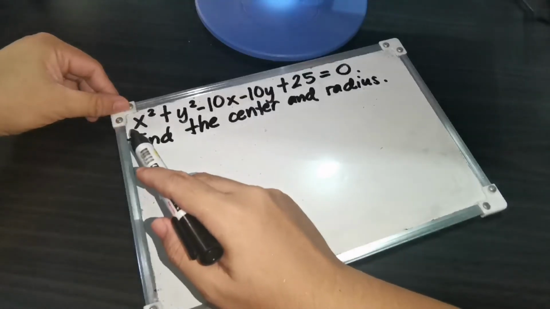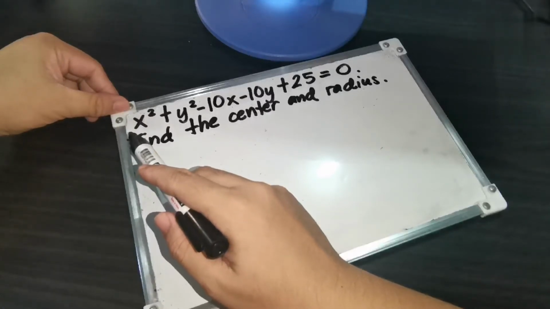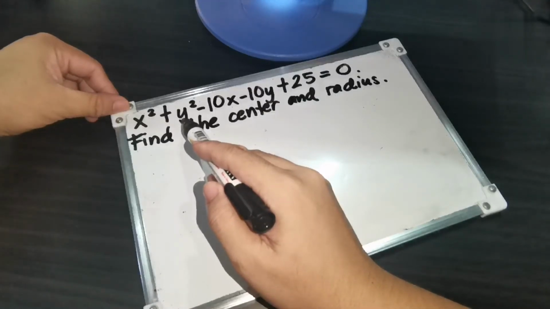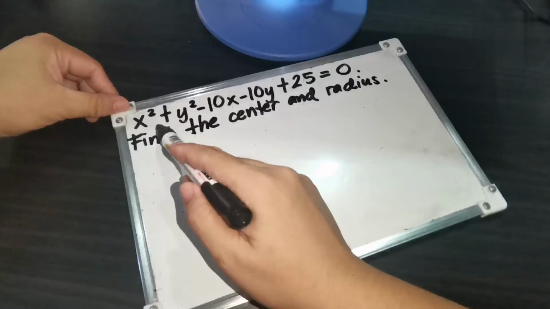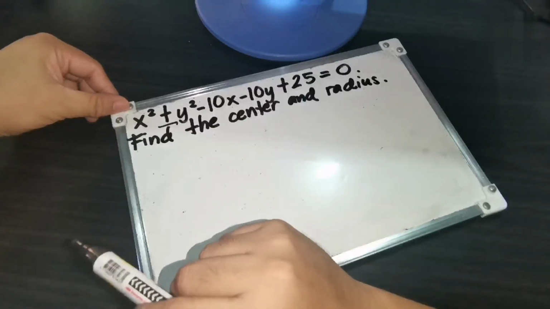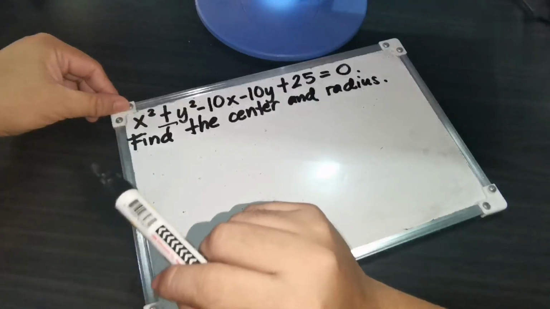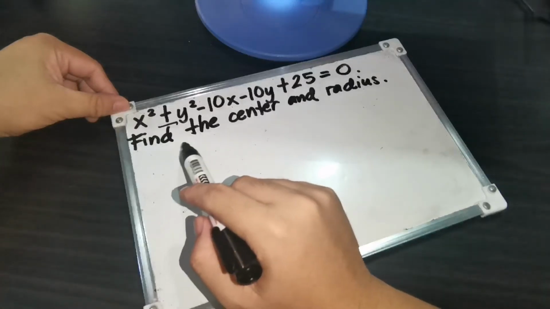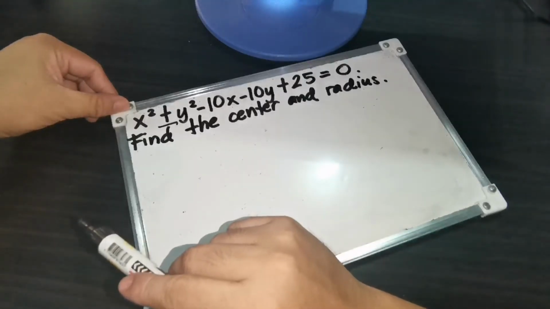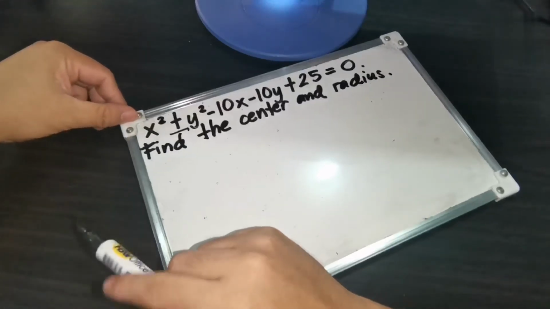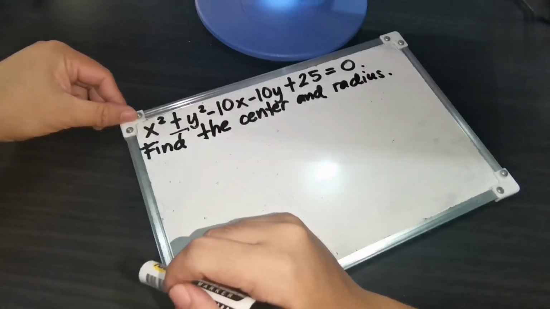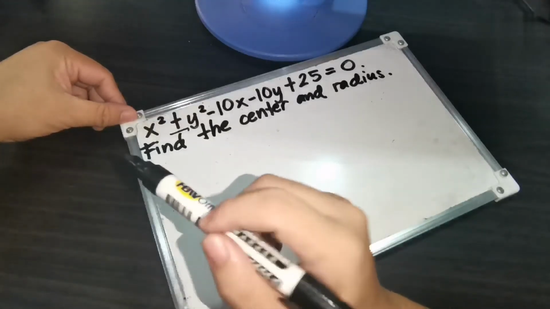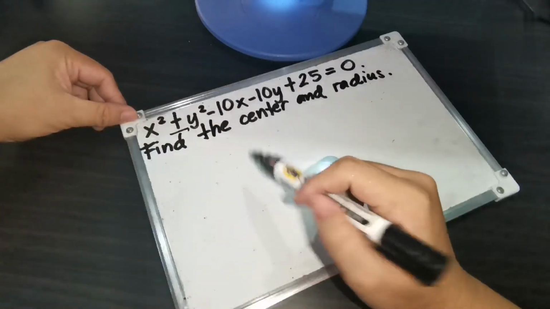Since the numerical coefficient of x square is equal to the numerical coefficient of y square, and the operation between them is addition, the given equation is an equation of a circle. We're asked to find the center and the radius of this circle. The first thing to do is to rewrite this equation by variable, so we separate the terms with the x variable and the terms with the y variable.